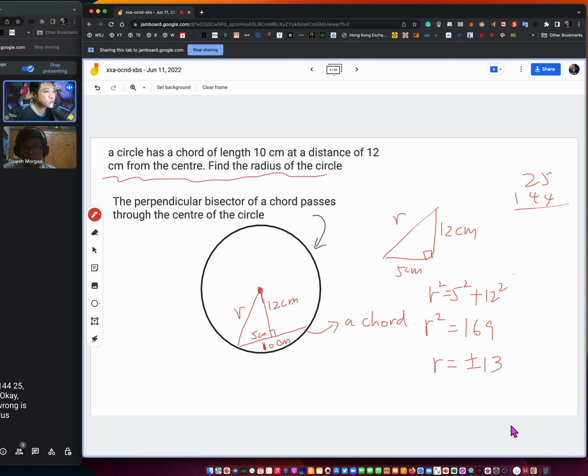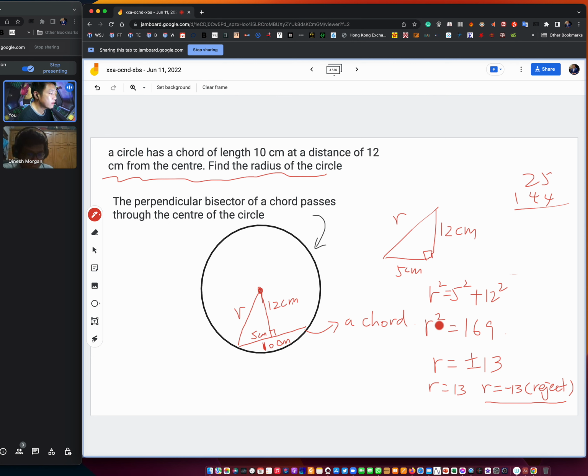So a lot of students they missed out the negative 13. Okay? But of course you have to reject. So R equals to 13. And R equals to negative 13. You reject this because radius can't be negative, right? Okay. So a lot of students they missed out this R equals to negative 13. You know what I'm talking about here?